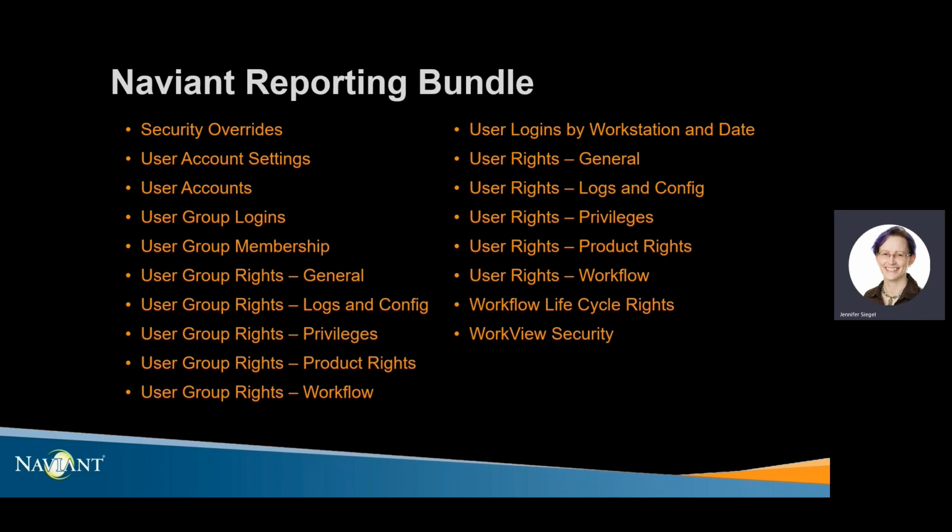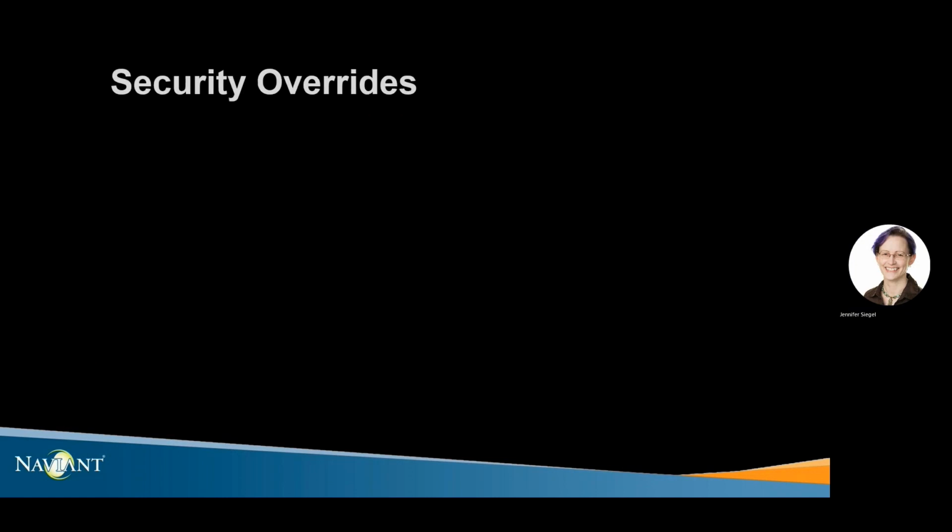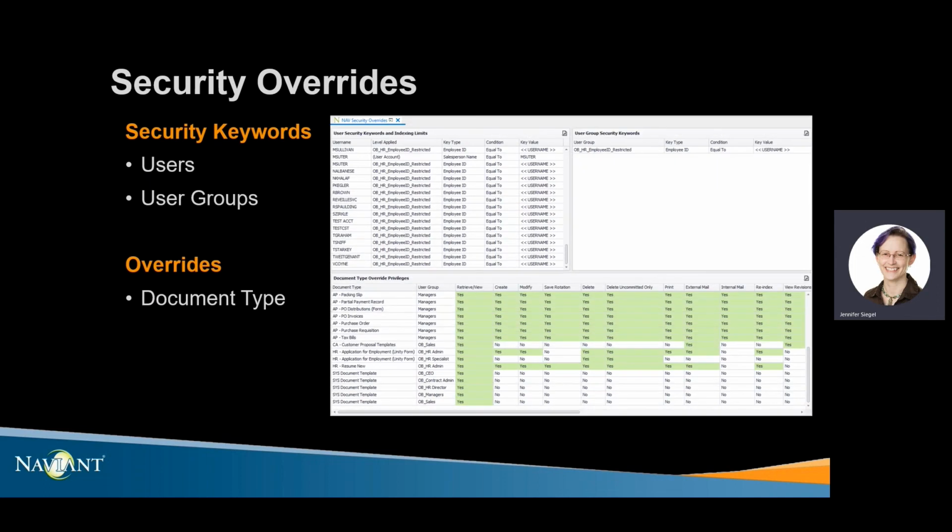I should note that the bundle for Oracle databases is currently at 75 reports. I'm working on getting that updated, but all the reports shown here are already included in those 75. To show you an example, the security override report displays the security keyword and document type override settings all on one screen, so you can easily identify what settings are impacting a user who may be a member of multiple groups.